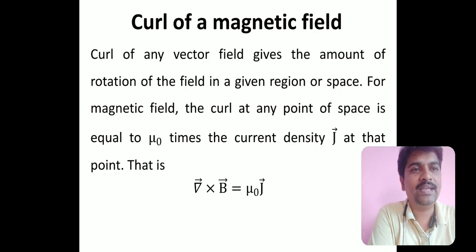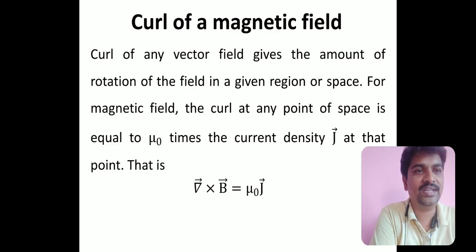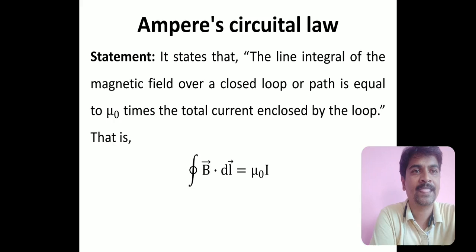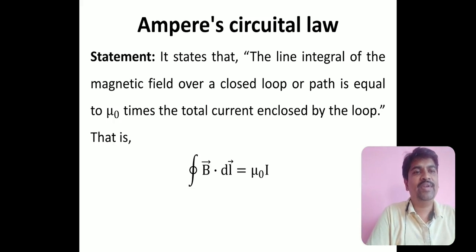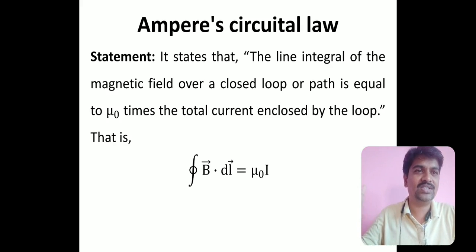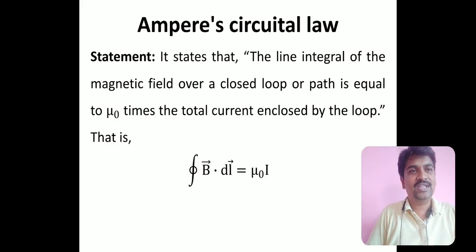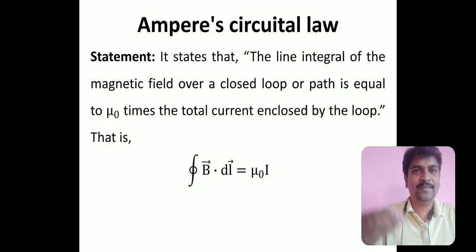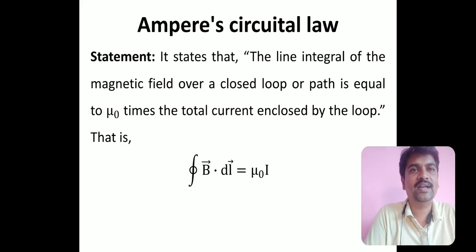So curl B is equal to mu naught times J. J is called current density, which is current flowing per unit area. We have a very interesting law in magnetostatics, which is called Ampere's circuital law. Just like how we discussed Gauss's law in electrostatics, we have some more laws in magnetostatics. The one law which I am going to deal with now is Ampere's circuital law.